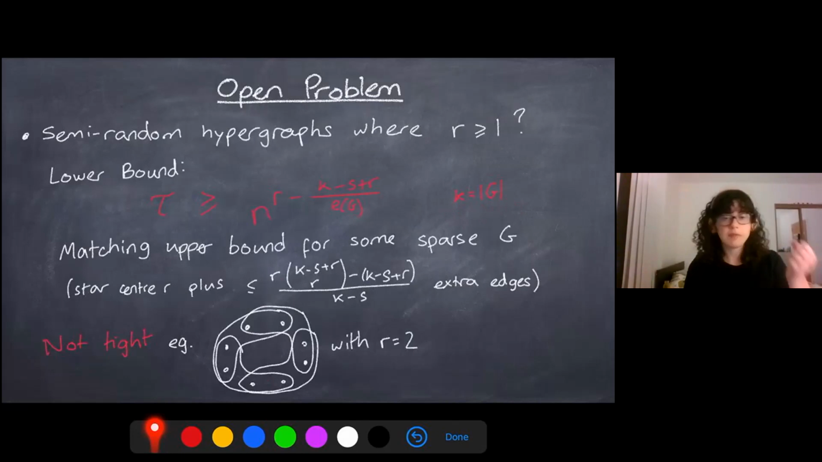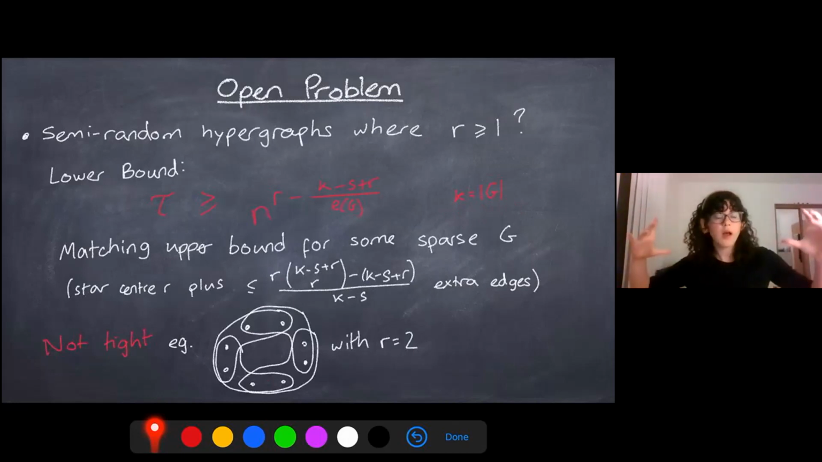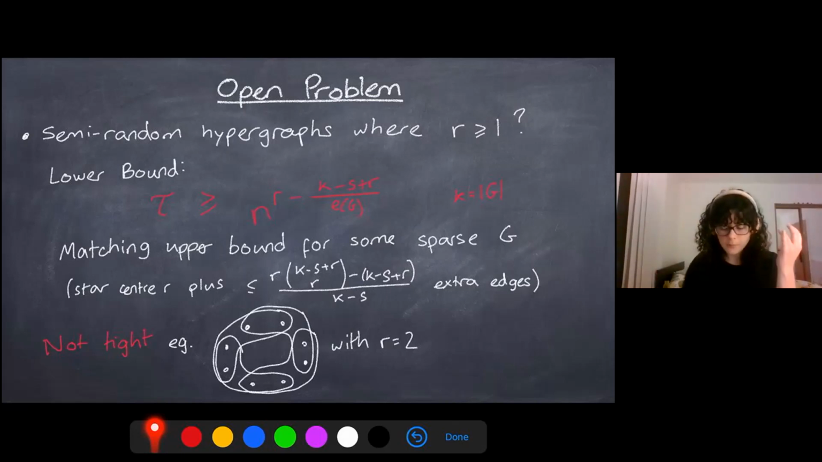That's something where you have one vertex that's the center, and then all hyperedges that contain that vertex. And in our world, if we have a star, we're allowed to add some small number of extra edges to our star, and we can match this lower bound. In fact, we can increase the center of the star to be up to R vertices, and we can still match this lower bound if we don't add too many extra edges. But this lower bound is not tight in general.